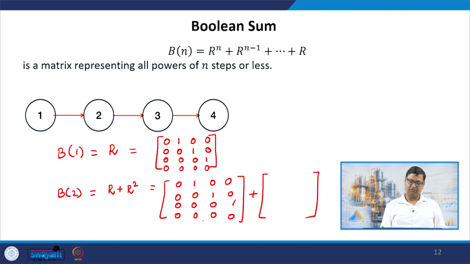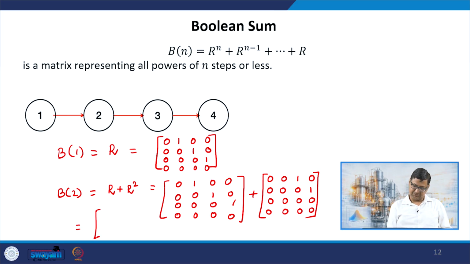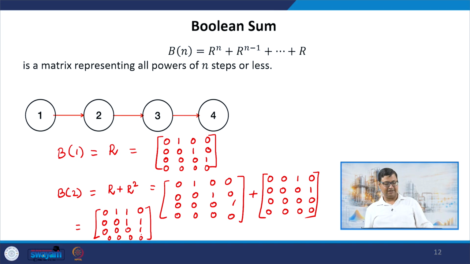R square in this case, from 1 the 2-step path goes to 3, from 2 the 2-step path goes to 4, and from 3 and 4 it is anyway all 0, and this gives me something like 0 1 1 0, 0 0 1 1, and then 0 0 0 1, 0 0 0 0, right? So now this contains information from both the 1-step paths and 2-step paths, right?